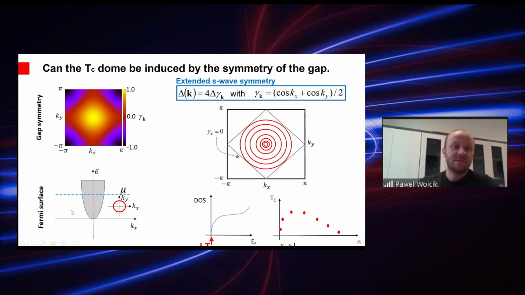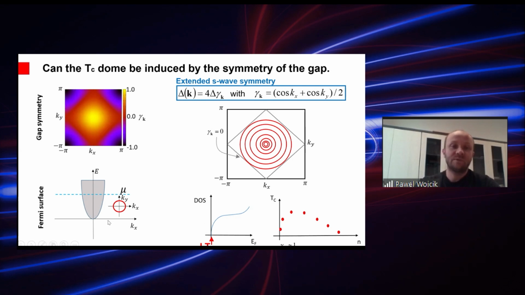Let's assume that we have a very simple system with the Fermi surface given by a circle. So we have a parabolic band here, but the symmetry of the gap is extended s-wave symmetry. It means that the gap is momentum dependent, and it is given by this formula, where gamma is a symmetry factor that depends on the cosine function. Here you have a plot of this symmetry factor, and along these gray lines the symmetry factor is equal to 0.